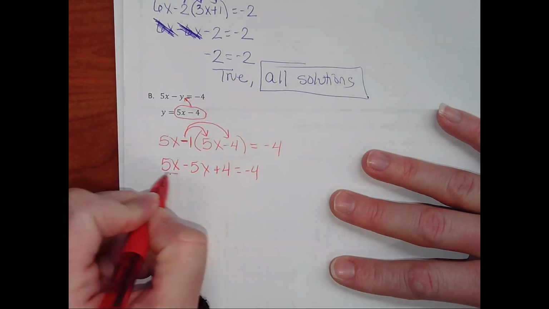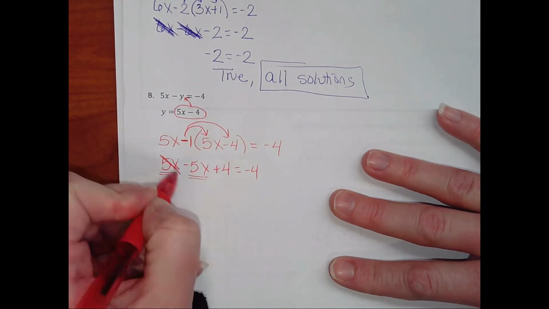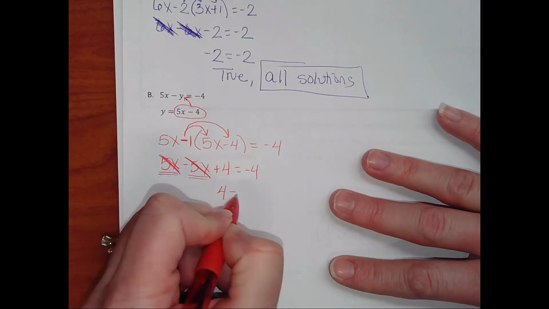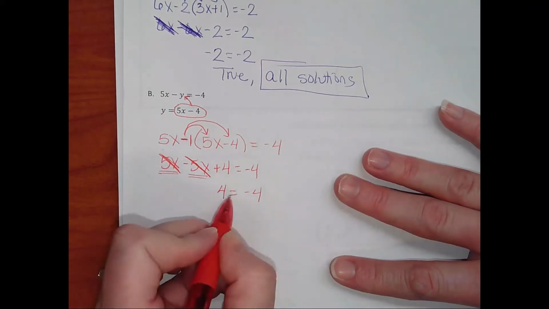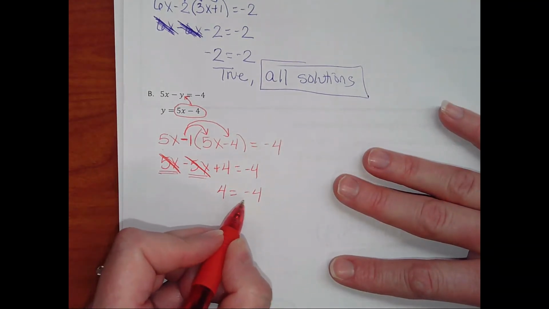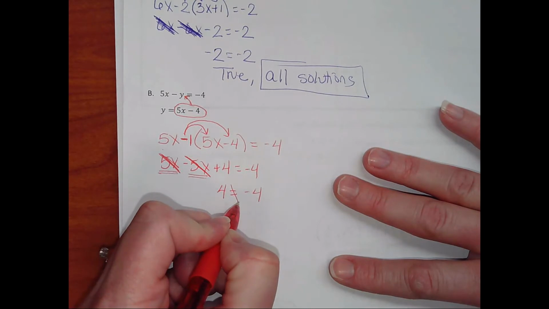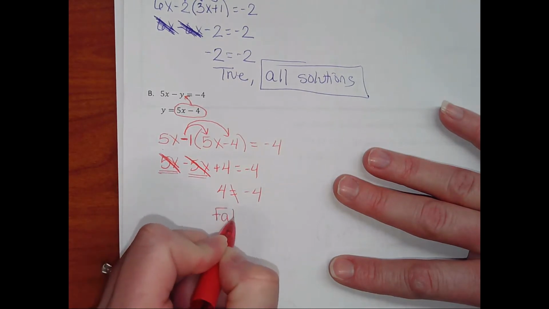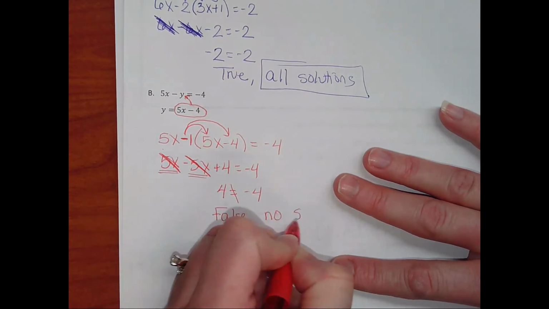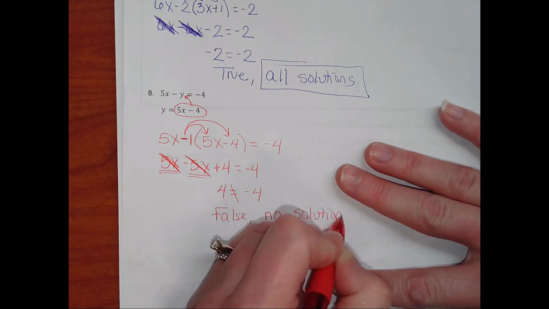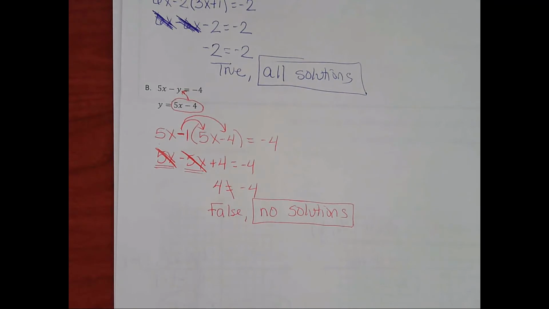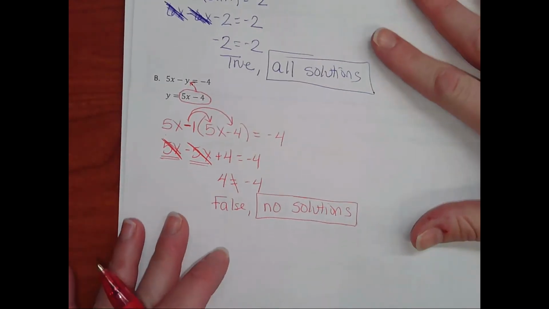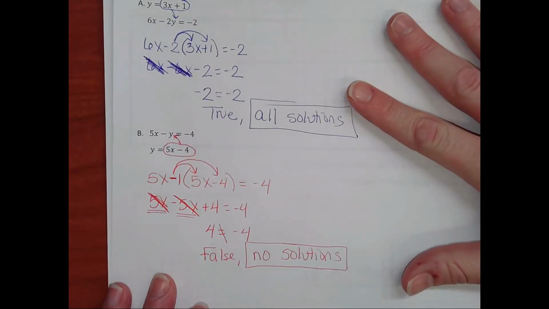Combine like terms. 4 equals negative 4. 4 and negative 4 are not the same. So that's not true. So this is false, which means it would be no solutions. And again, then you're done. You should look forward to these. You do have a couple of them on your assignment today. One of each, actually. So these ones, that's really all you would need to know additionally today.